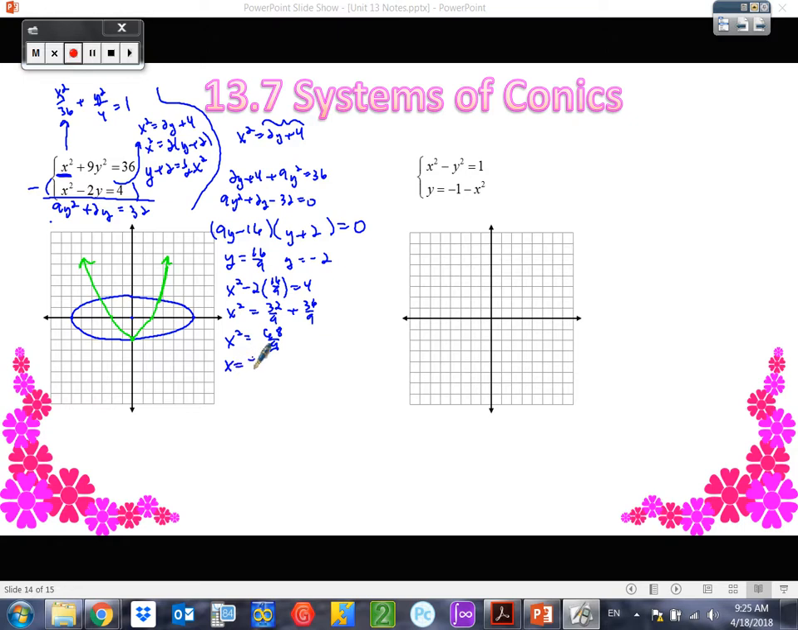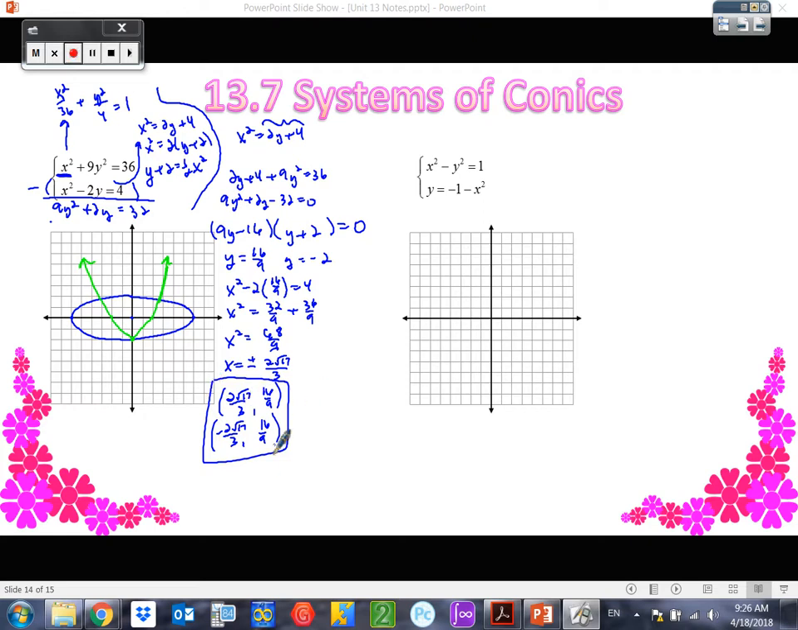Or x is plus or minus, and the square root of 68 simplifies to 2 root 17. 2 root 17 over 3. Those are my x coordinates that go with that y of 16 ninths. So I'm going to pair those up. So I have 2 root 17 over 3, 16 ninths, and negative 2 root 17 over 3, 16 ninths. So far, those are two of my solutions. Now I'm just going to reference the graph as I go.